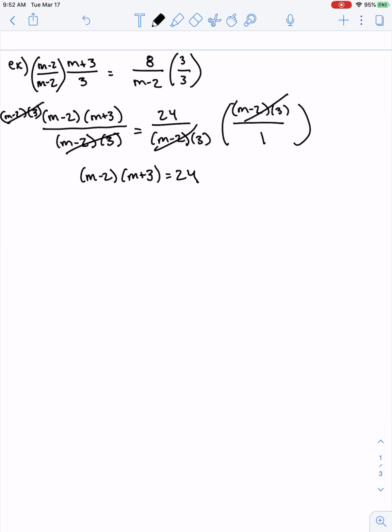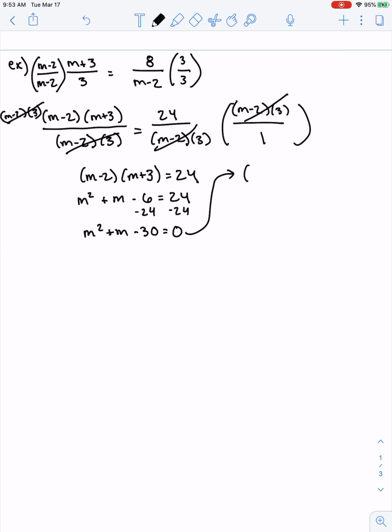So if we distribute all these terms in, it looks like we will get an m squared minus 2m plus 3m, so plus m, minus 6 equals 24. We have to bring that to this side, so we get an m squared plus m minus 30 equals 24, or sorry, equals 0. That's why I brought it over there. And we now need to factor this and solve.